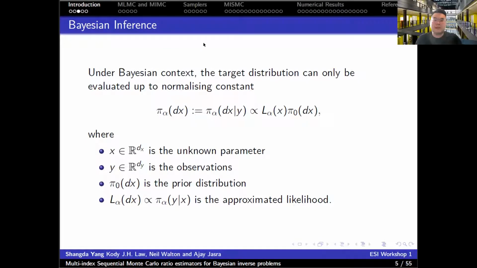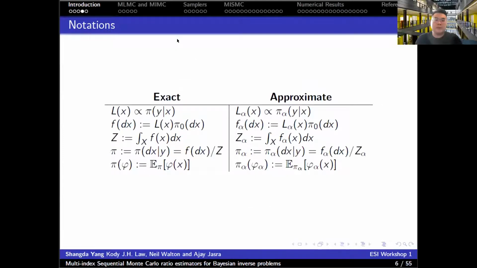So under the Bayesian context, our target distribution becomes a posterior distribution, which is this pi alpha(dx | y). This is proportional to the likelihood times the prior. So here, x is the unknown parameter and y is the observations. Okay, so these are the notations. The things on the left-hand side are the exact values, and on the right-hand side, with alpha as the subscript, are the approximations of the corresponding values.